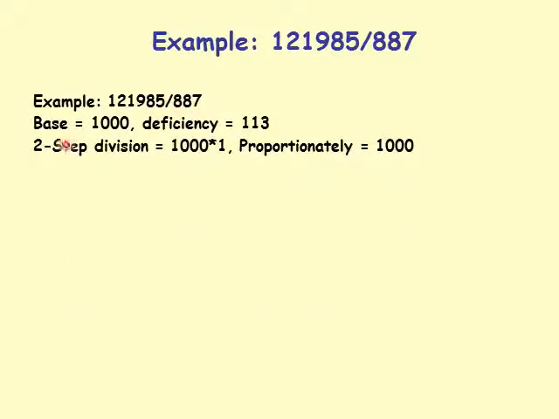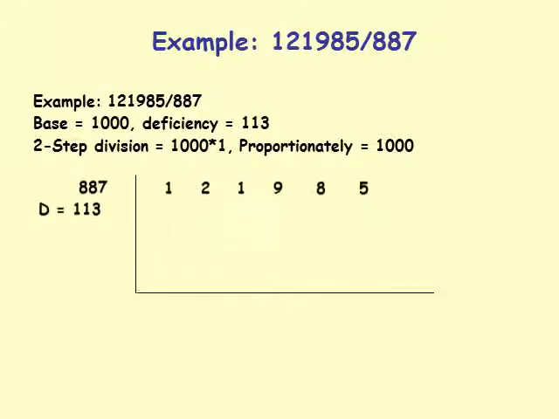Let's continue. We would do a two-step division again, with 1000 being our first division and 1 our second division, and the proportionality is 1000. We would first divide by 1000, then divide by 1 and make any adjustments due to deficiency. Let's continue here. We set up the problem like that. 121985 is my dividend. That's this number here. 887 is my divisor, and 113 is my deficiency here. Let's continue here. First thing, we would divide by 1000.